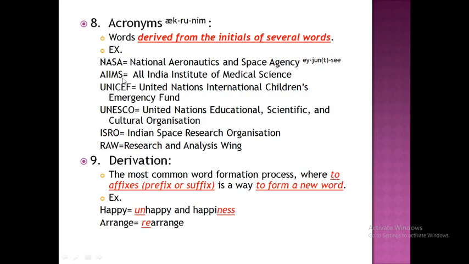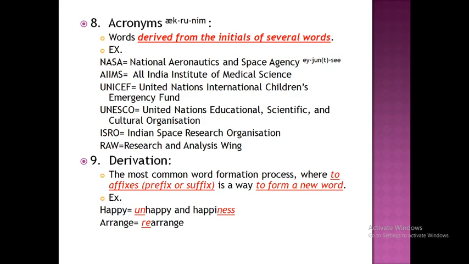Like in India, All India Institute of Medical Sciences is named AIIMS. United Nations International Children's Emergency Fund is referred to as UNICEF. United Nations Educational, Scientific and Cultural Organization is named UNESCO. Indian Space Research Organisation is referred to as ISRO, and Research and Analysis Wing is referred to as RAW. So these are acronyms.